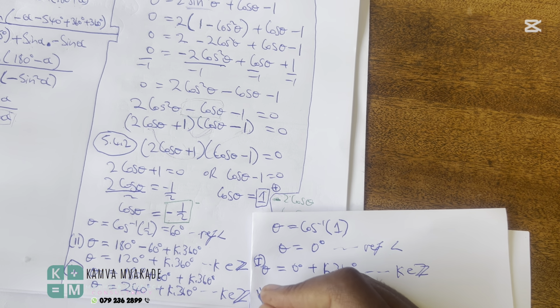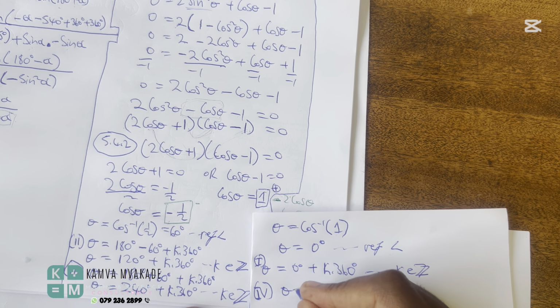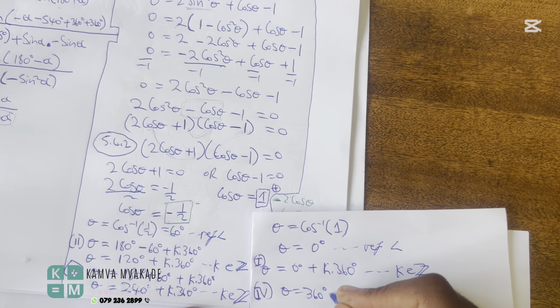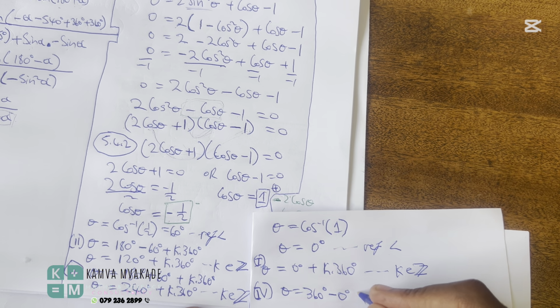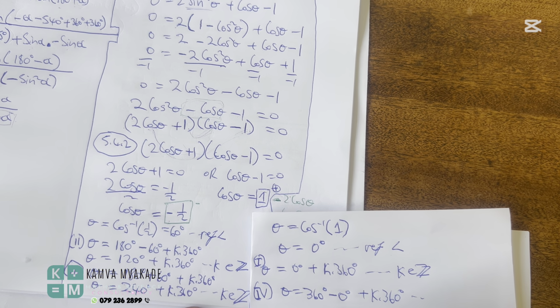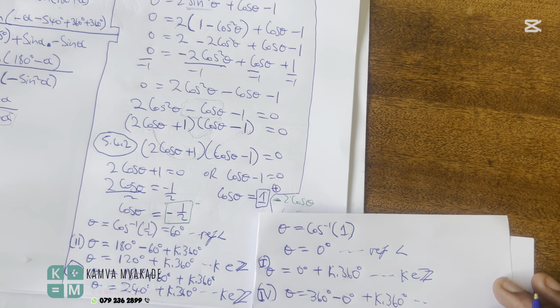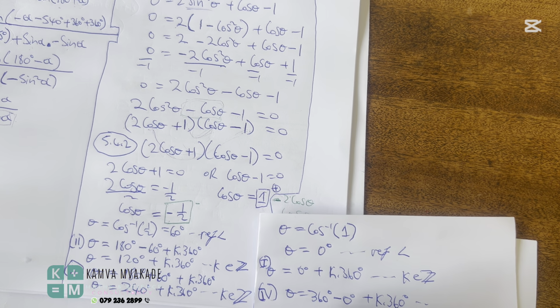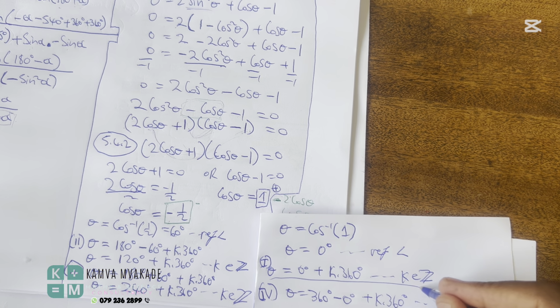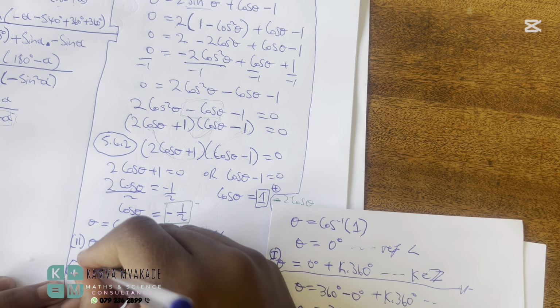Cos is also positive in quadrant number 4. In quadrant number 4, theta is 360 degrees minus the reference angle plus k 360 degrees, and then theta is 360 degrees plus k 360, and then you say k is an element of integers. So there we have our general solutions.